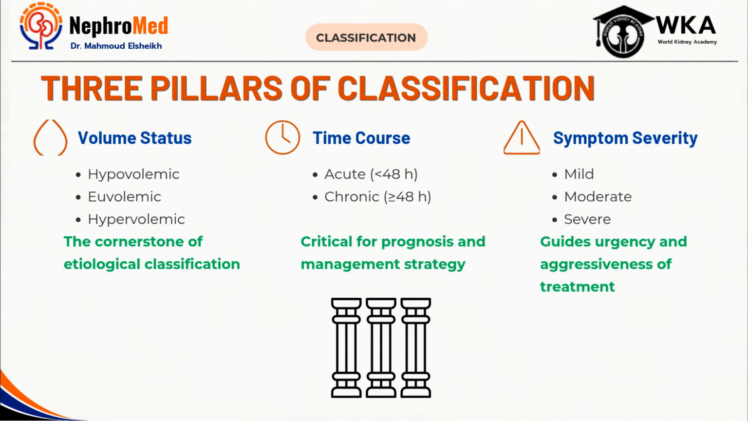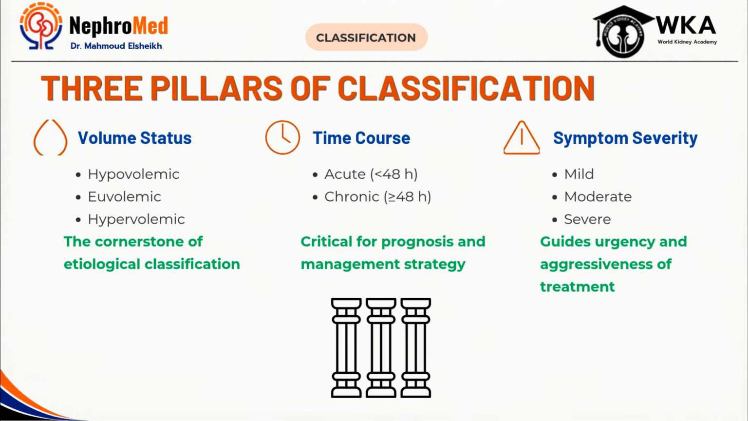When we approach a patient with hyponatremia clinically, there are three major pillars that help organize our thinking. The first pillar is volume status. So we ask if this patient is hypovolemic, euvolemic, or hypervolemic. This is really the cornerstone of etiological classification because it immediately narrows the differential diagnosis. For example, hypovolemic hyponatremia may point toward GI loss, diuretics, or adrenal insufficiency. Euvolemic hyponatremia raises possibilities like SIADH or endocrine disorders. And hypervolemic hyponatremia is commonly seen in heart failure, cirrhosis, or advanced kidney disease.